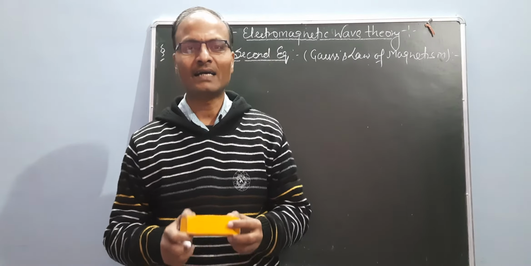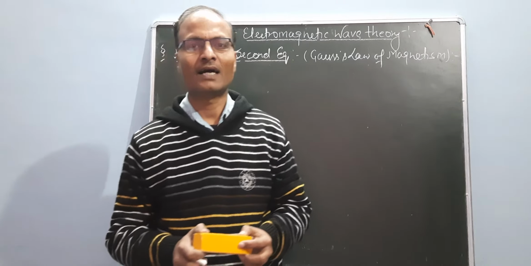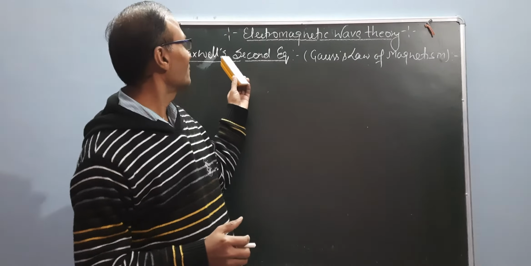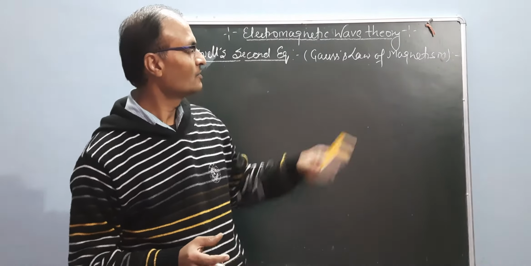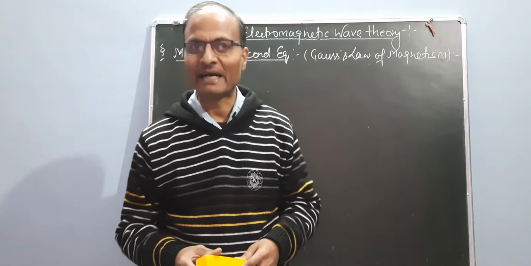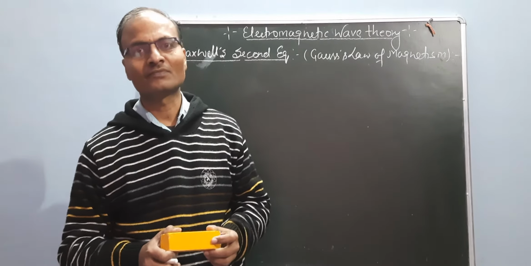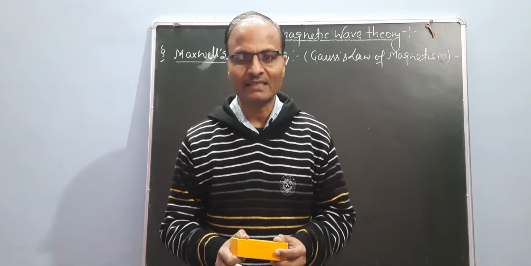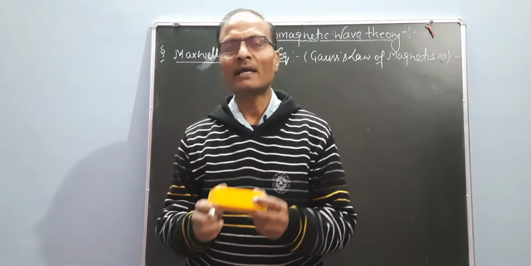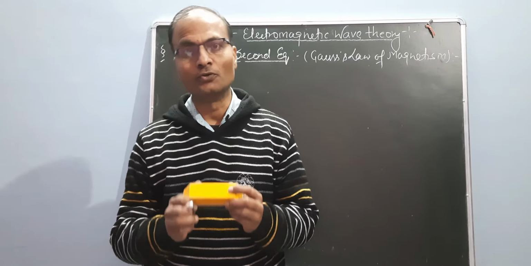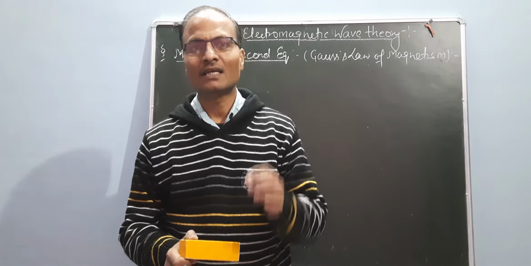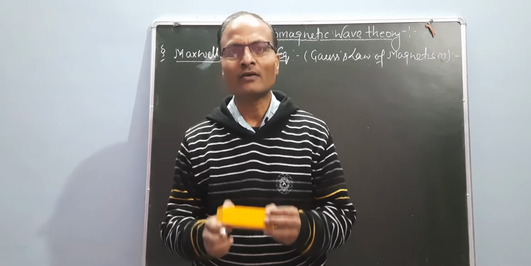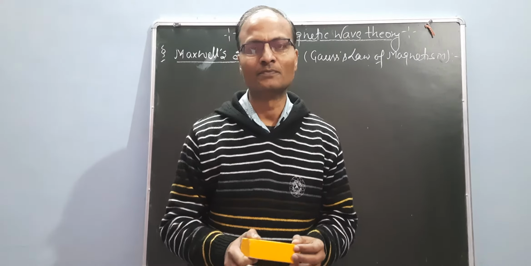Now, I am going to deliver a topic, electromagnetic wave theory, the explanation of the second equation of Maxwell, which is called Gauss law of magnetism. What is Gauss law of magnetism? According to Gauss law, the surface integral of magnetic flux density over a closed surface is 0. What is the definition? The surface integral of magnetic flux density over a closed surface is 0.